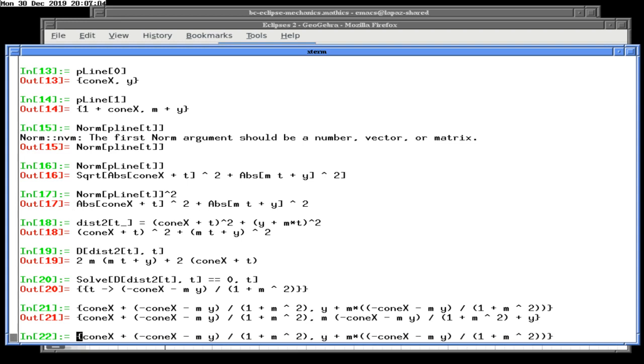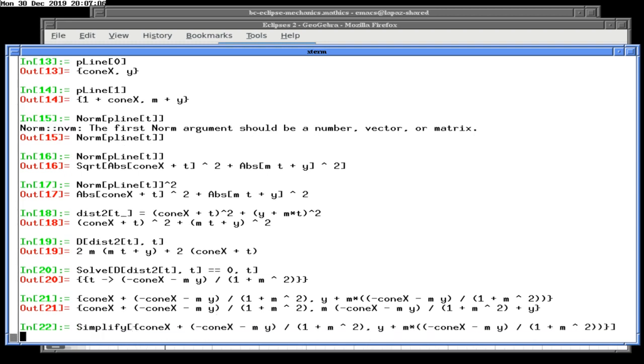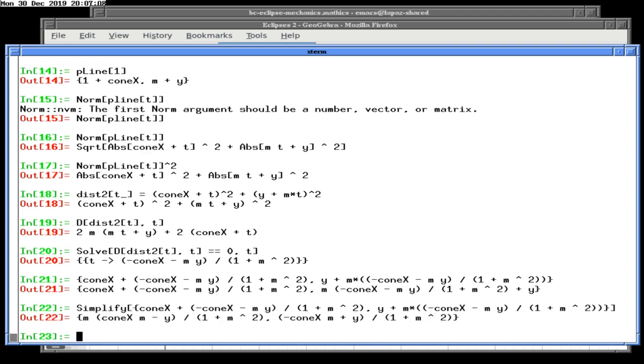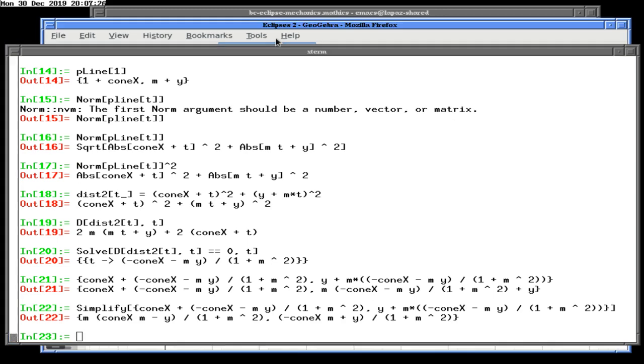Yeah, maybe I should say simplify. Oh, there's a really nice symmetry to that. Oh yeah, because of course the y coordinate is just, that's so simplified. I don't think that's even correct. So that's how simple it is.